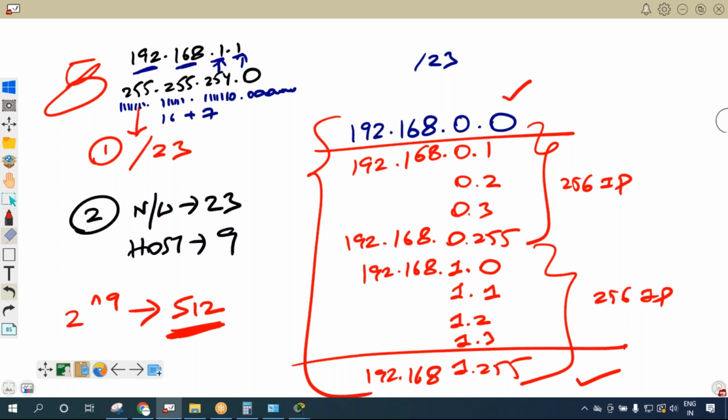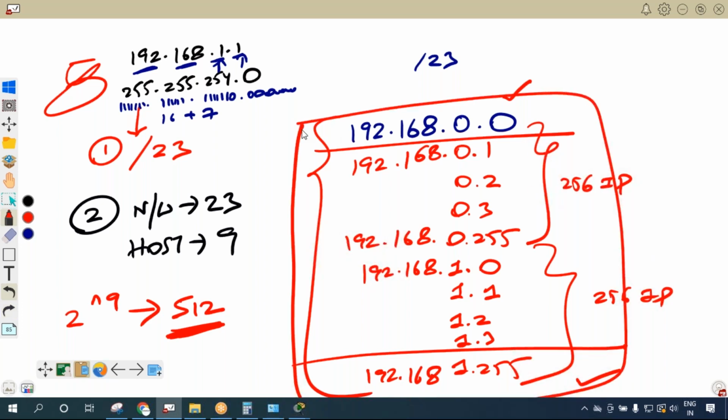Getting the point? Remember, this is at a very deep level, okay? But to give it some practice, it is done like this only. In slash 23, it is done like this. So 512 IP addresses will be placed like this. You have to just take care. It will be 0.0, 0.1, 0.2, 0.3, up to 0.255, 256 IP. Then how many IP? 512 are there. Then this will become 1.0, 1.1, 1.2, 1.3, 1.255. 256 plus 256, they are in the same network. Correct, they are in the same network. This is your complete one network, my dear friends.